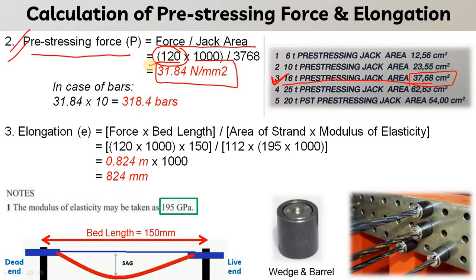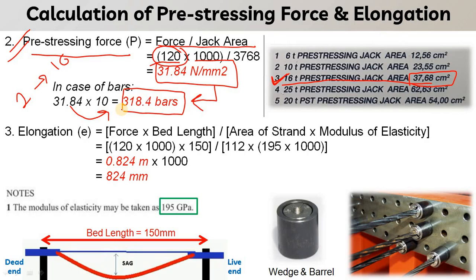There are many machines that calculate the force in a unit known as bar. So I need to convert this 31.84 Newton per mm square force into bar. So generally 1 Newton per mm square is equals to 10 bars. So what we have to do, we have to multiply the 10 with the Newton per mm square, so we will get 318.4 bars.